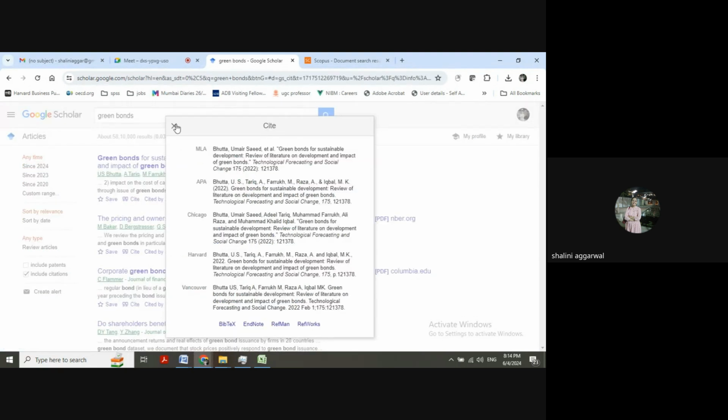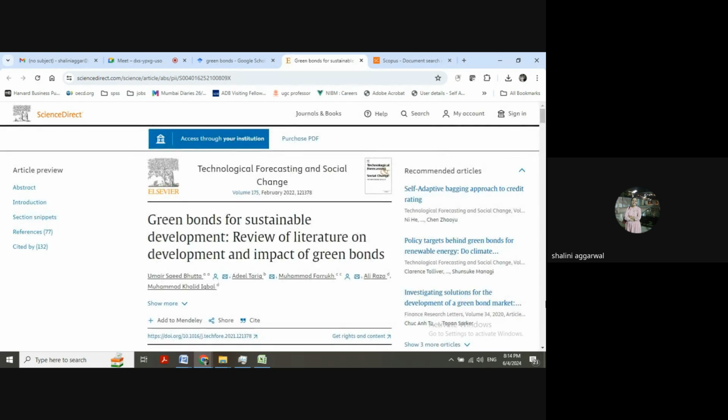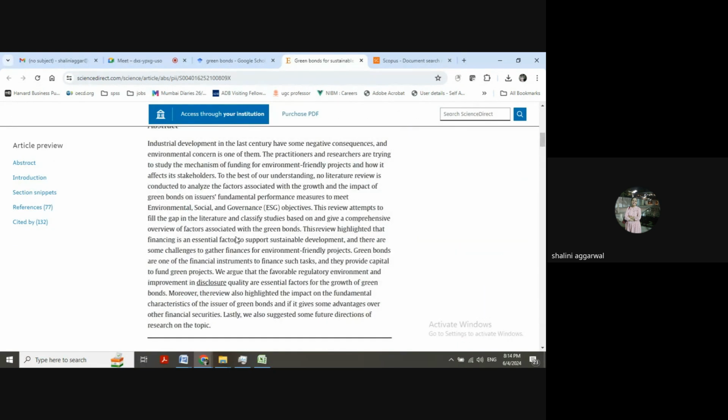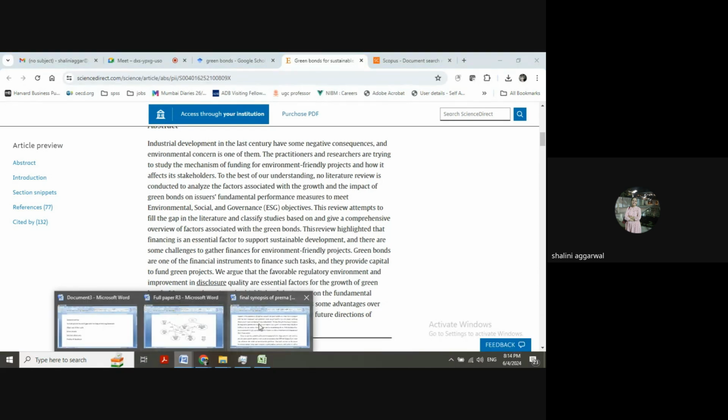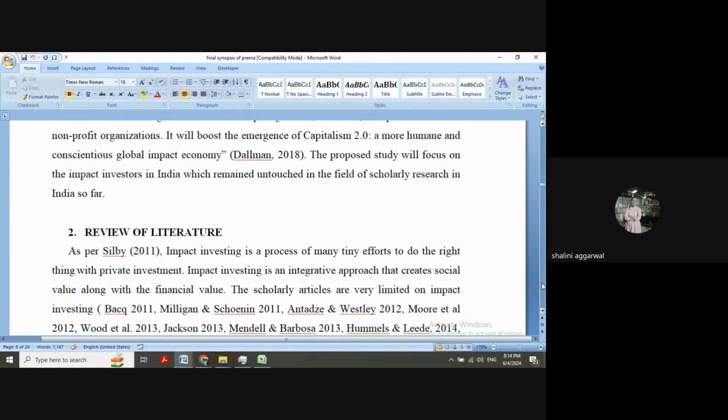So from here you can cite the paper and the abstract. You can click onto this paper, right? Open this in a new window and take out the abstract from this, and you cite this into your paper like this. So I'm showing this from one of my students' synopsis. So review of literature.